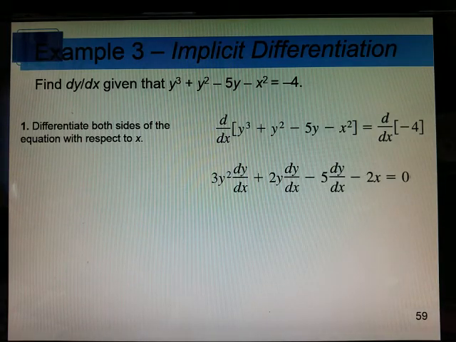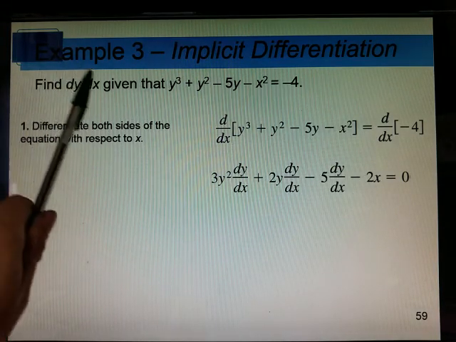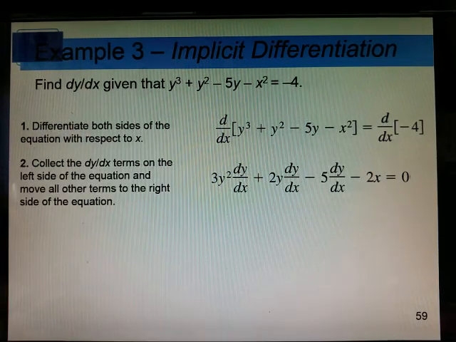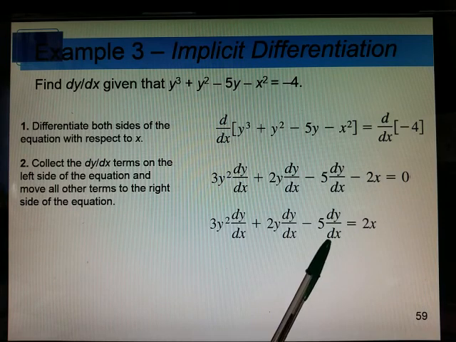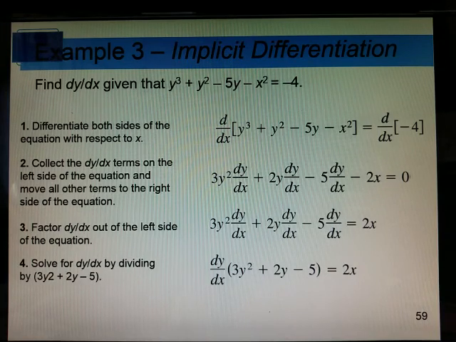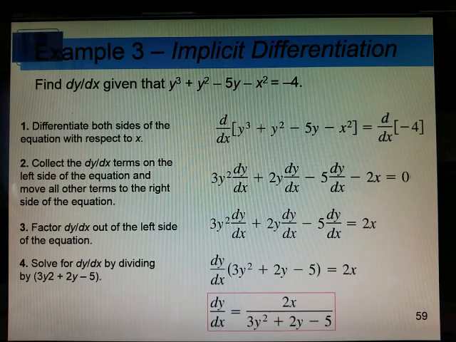Now I need to find what dy/dx equals. They want me to get dy/dx by itself. So I would add 2x to the right side, factor out my dy/dx here. Now I divide by all this junk. That gives me my dy/dx by itself. And there's your derivative.